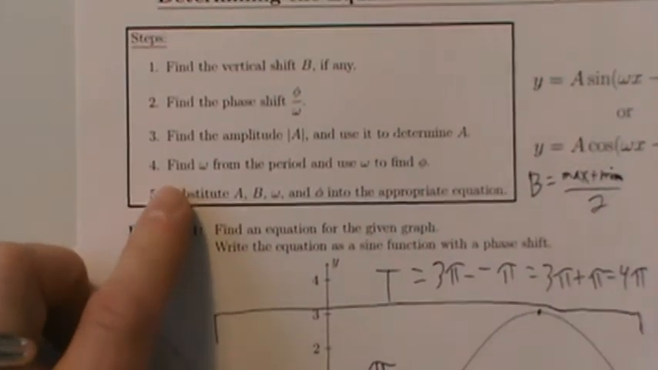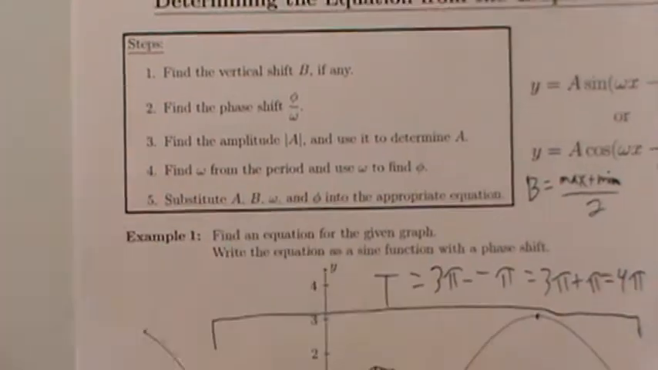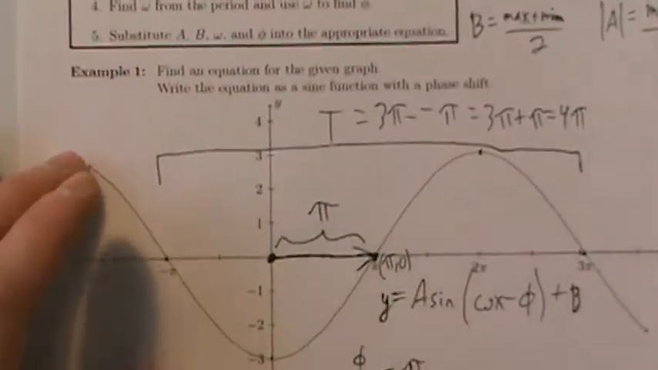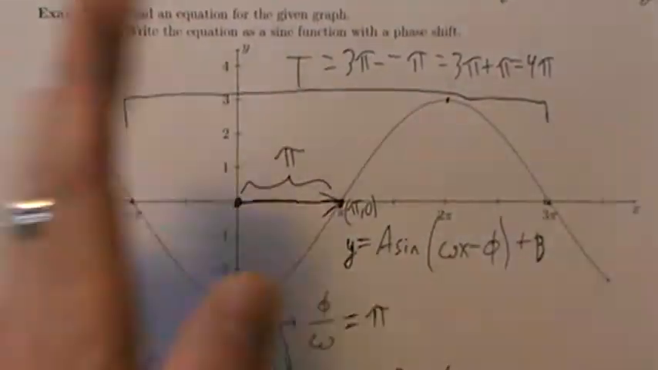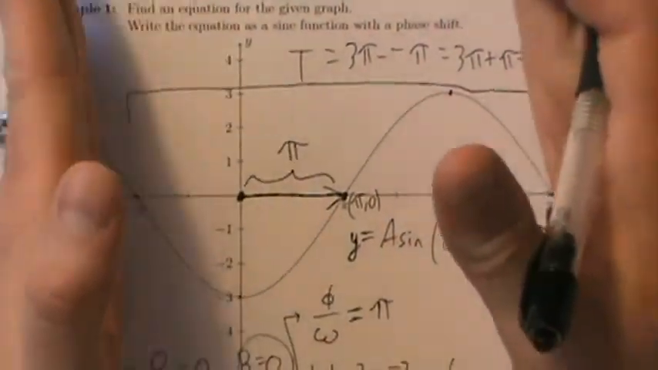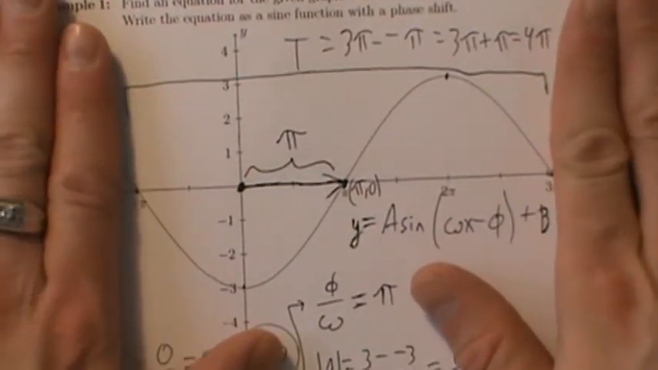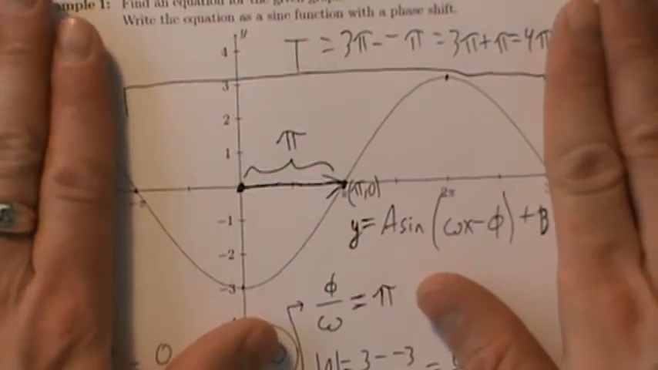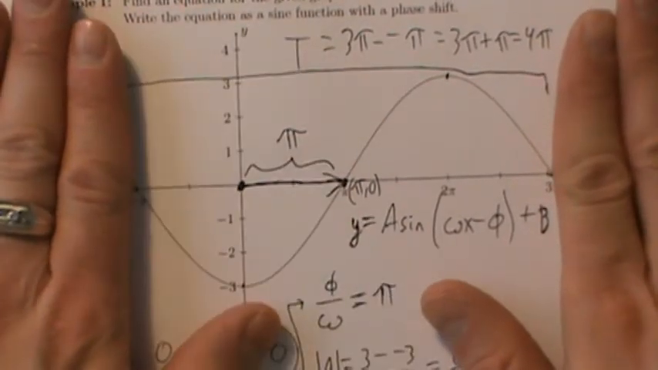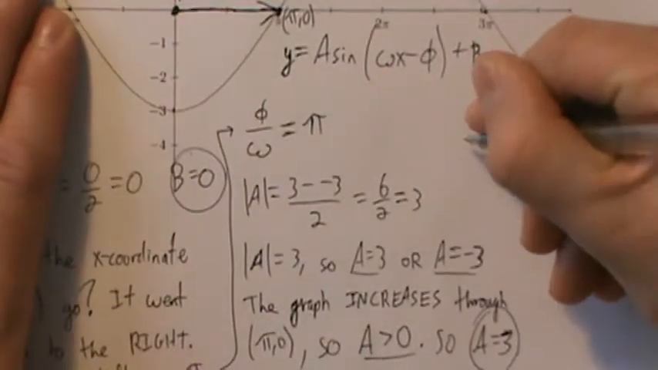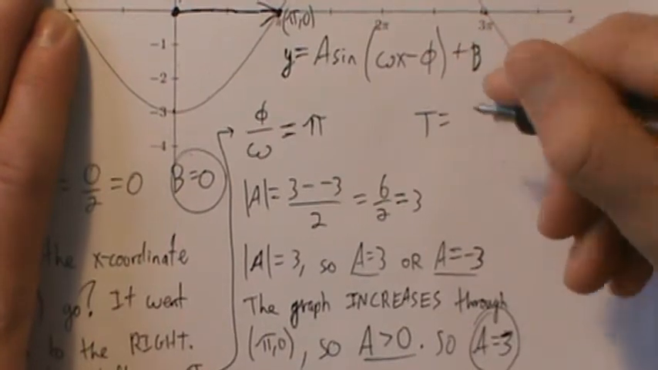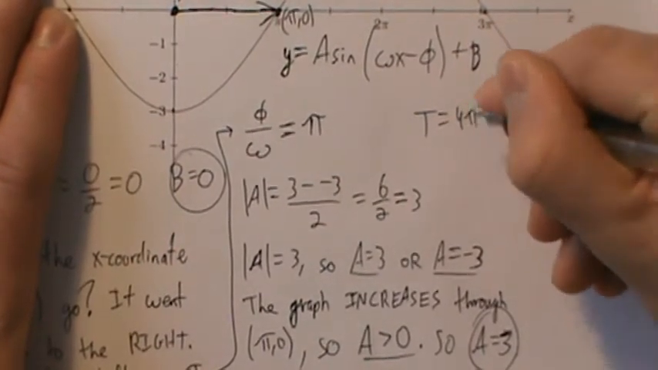So really, it doesn't explicitly say it, but find omega from the period. We have to have the period to do that. So we just look at the graph, get the period. And again, right minus left to get the distance between them. Because the length of this cycle, the distance from here to here, that is the period. So do right minus left to get that distance. Okay. So T equals 4 pi.